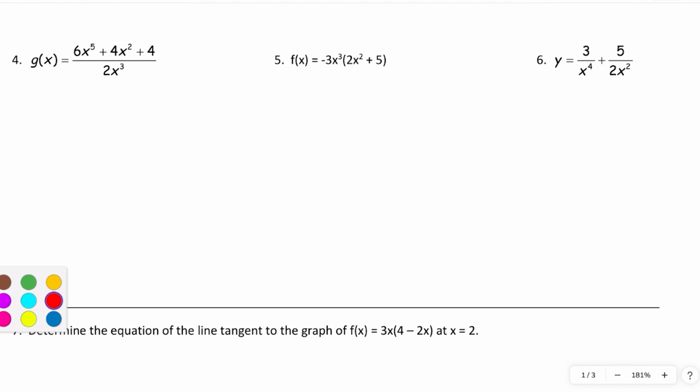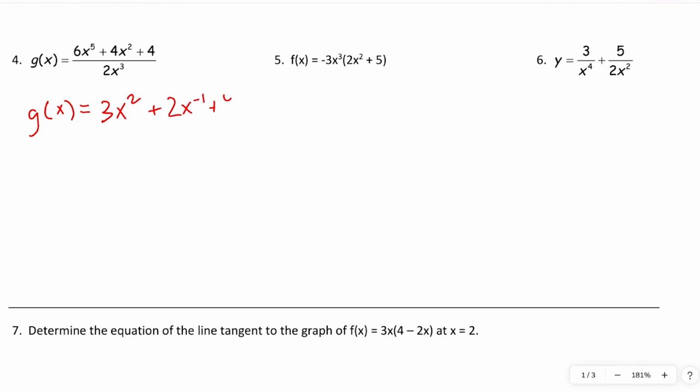So we're going to divide each term by that denominator. Each term in the numerator divided by each term in the denominator. So we get 3x squared plus 2x to the negative first power plus 4 divided by 2 is actually 2, 2x to the negative third power.